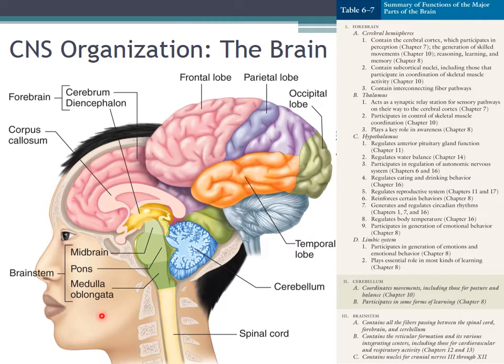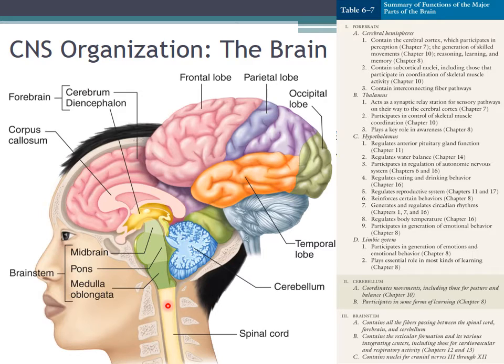Now, inside the brainstem, if you go from the spinal cord here up to the top of the brainstem where the brainstem meets the diencephalon, you have the medulla oblongata, the pons, and the midbrain. All of these regions are going to have gray matter and white matter. Recall that gray matter regions are regions where you have cell bodies and synapses, and this is where information can be processed.